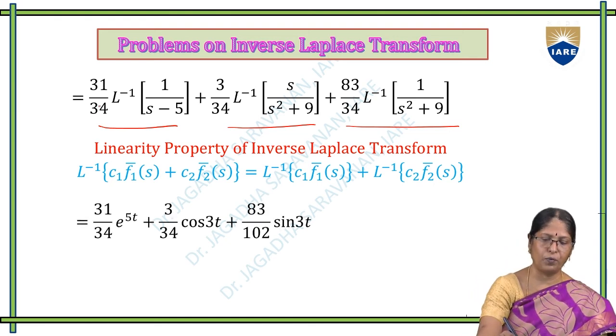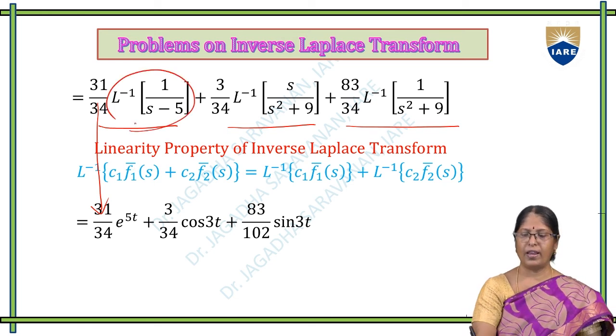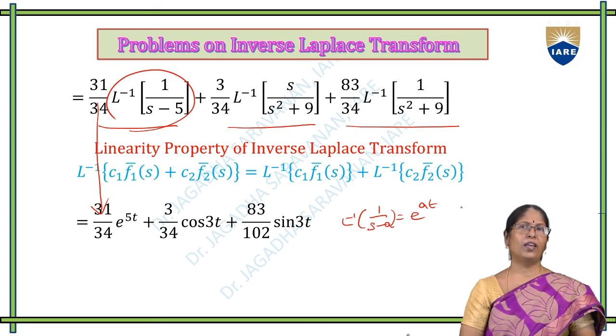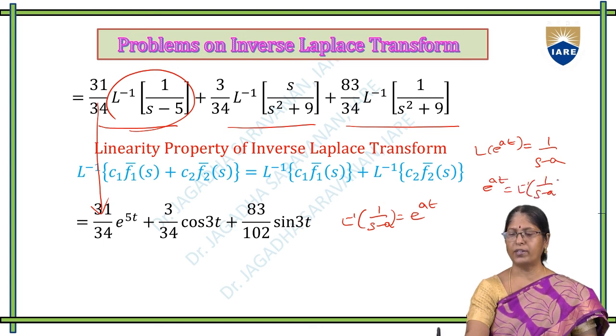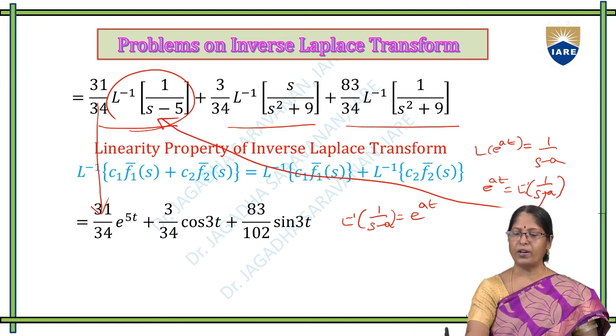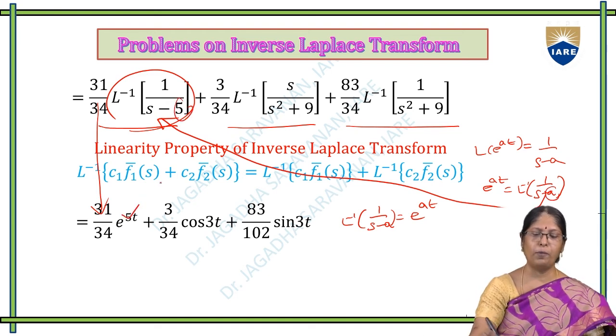Now, this 31 by 34 is written as it is. This is nothing but L inverse of 1 by s minus a equals e power at. Suppose in case we forget the formula, L of e power at, we know it is nothing but 1 by s minus a. So e power at equals L inverse of 1 by s minus a. This exactly fits our problem. According to the formula, here a is 5. So e power 5t.